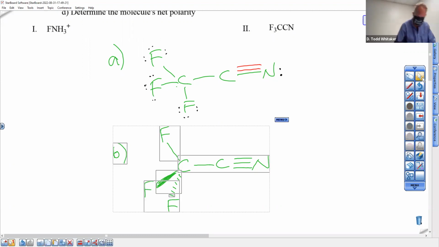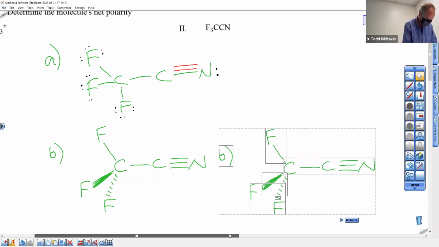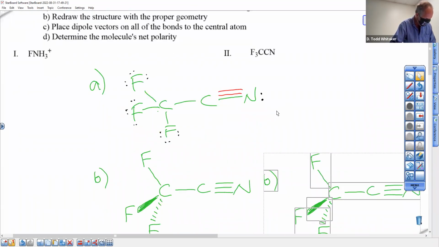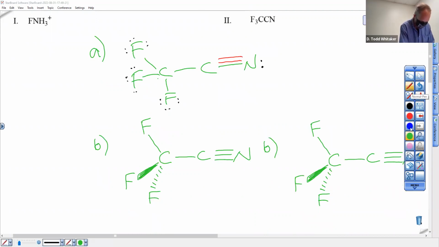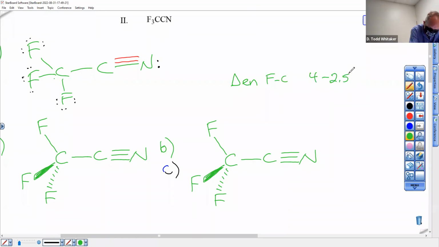Let's be more systematic here so you know where B stopped and where C started. We're doing B. B's done in green, and C will be in red and black. No, what did we do last time? Blue and black. C. All right. Dipole vectors. Delta EN for F and C: 4 minus 2.5. 1.5, right?